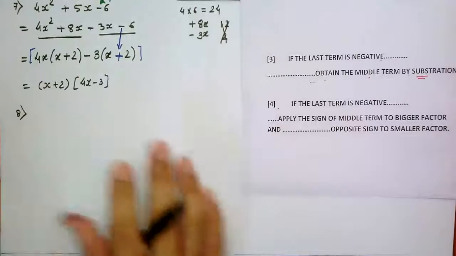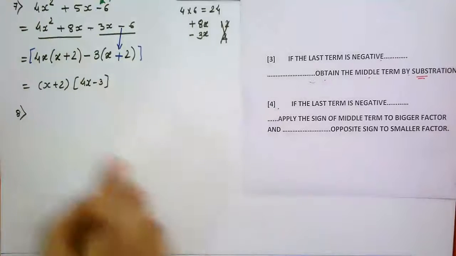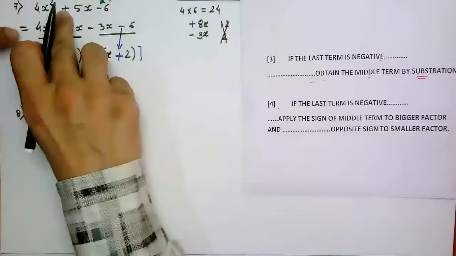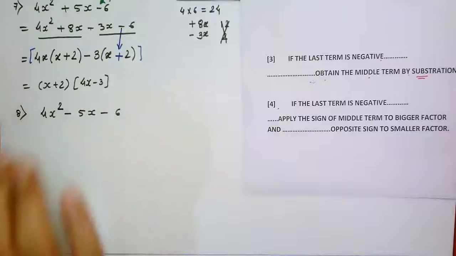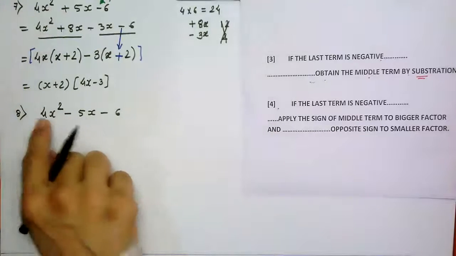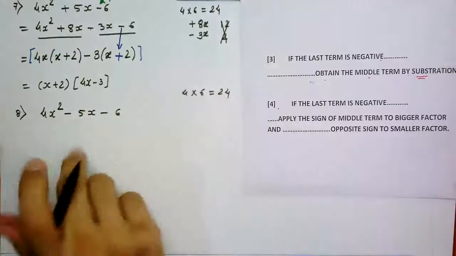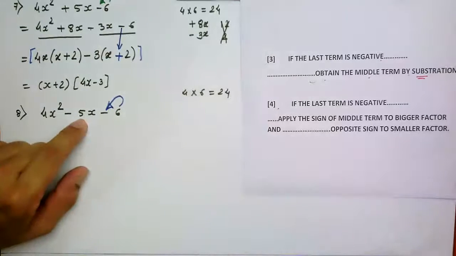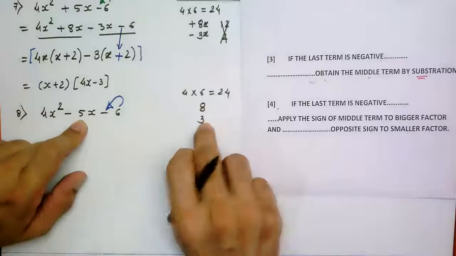Okay, the last example of this tutorial. I will take an example which is just like the twin brother of this. 4x squared minus 5x minus 6. Okay, there is a very small change, this negative instead of this positive. 4 times 6 is 24. As the last term is negative, I have to obtain this 5 by subtraction. So I have to use these factors. 8 threes are 24. 8 minus 3 is 5.